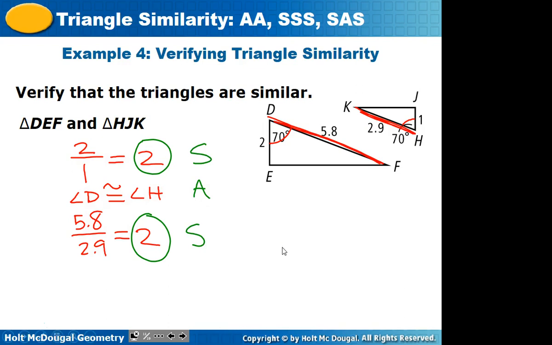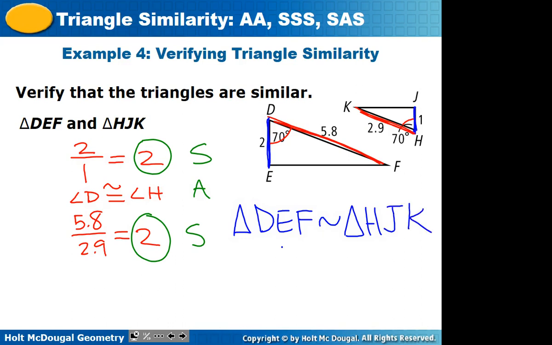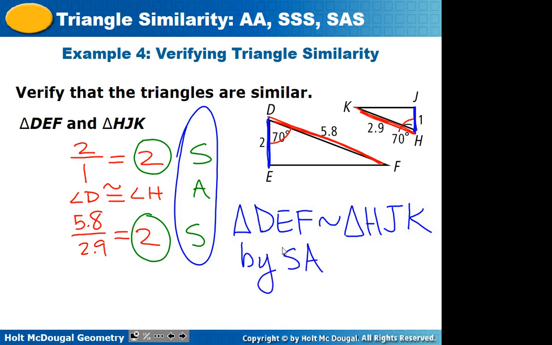So let's go ahead and write our similarity statement again. We're going to say triangle DEF is similar to, and this time we started with 70. So we're going to start with 70 over here. That would be H, and if I go from D to E, I went across the shorter side. So over here on the right, I'm going to go across the shorter side here. So that would be J, and then that only leaves K here. And again, these are similar by side, angle, side.